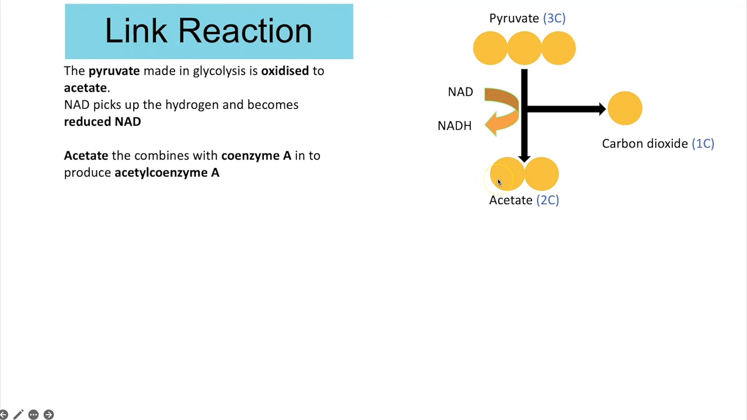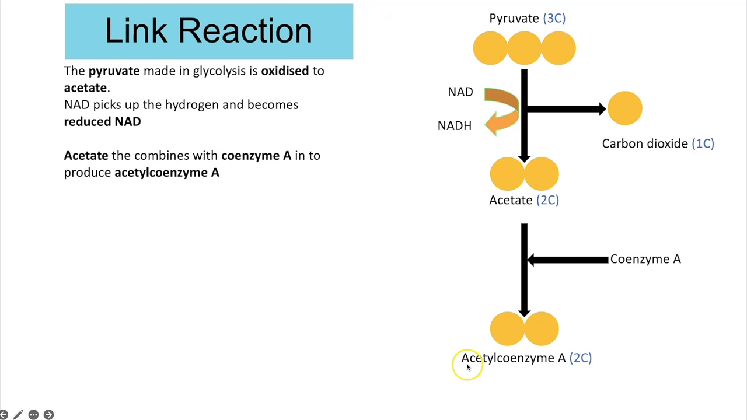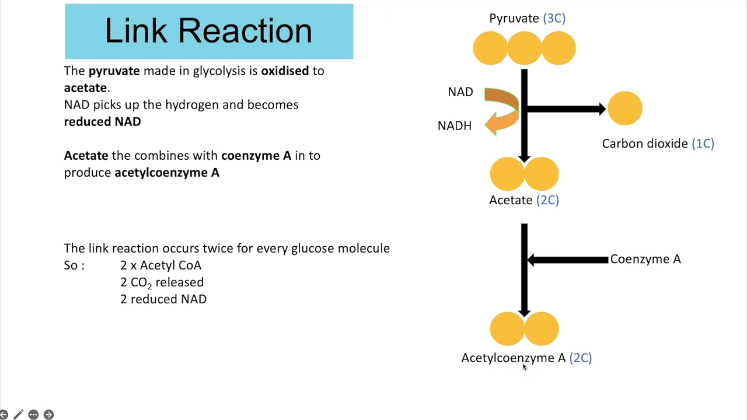Now, acetate can't enter the next stage, which is the Krebs cycle, without the help of coenzyme A. So acetate then combines with coenzyme A to make acetyl-CoA or acetyl coenzyme A. And that is the link reaction. We don't have any ATP made in this stage, but we do have acetyl-CoA, carbon dioxide, and reduced NAD.